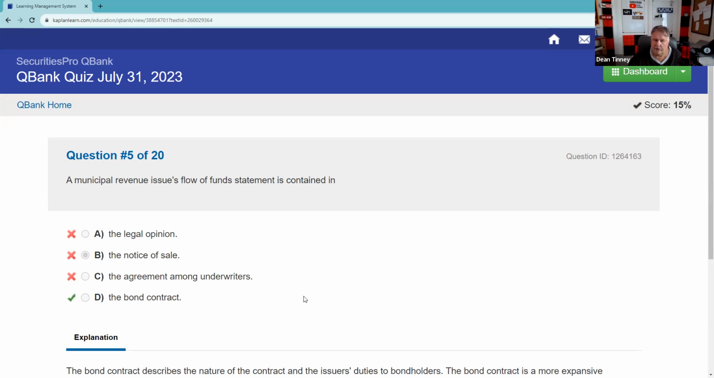And then we would always assume on the test a net revenue pledge found in the trust indenture. And under a net revenue pledge test question, which fund has priority? Where's the money going to flow to first? And that would be the operations and maintenance fund. Very testable. Now, the legal opinion is very testable as well.